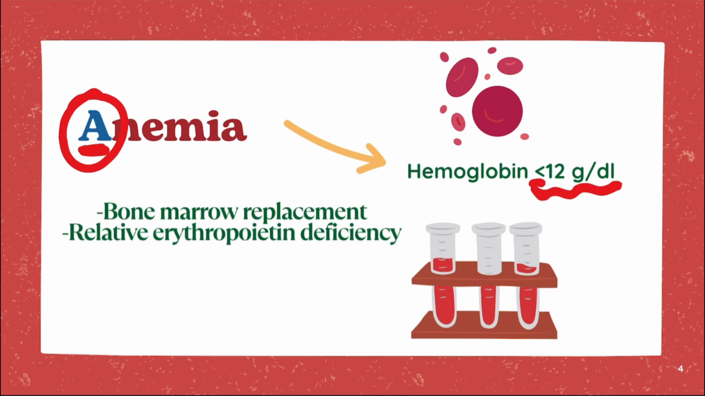A stands for anemia, and anemia is defined by a hemoglobin of less than or equal to 12 grams per deciliter. It can be caused by various mechanisms like bone marrow replacement by the plasma cells, and relative erythropoietin deficiency because of renal failure. Kidneys are responsible for producing erythropoietin, so relative erythropoietin deficiency can also lead to reduced hemoglobin and anemia.